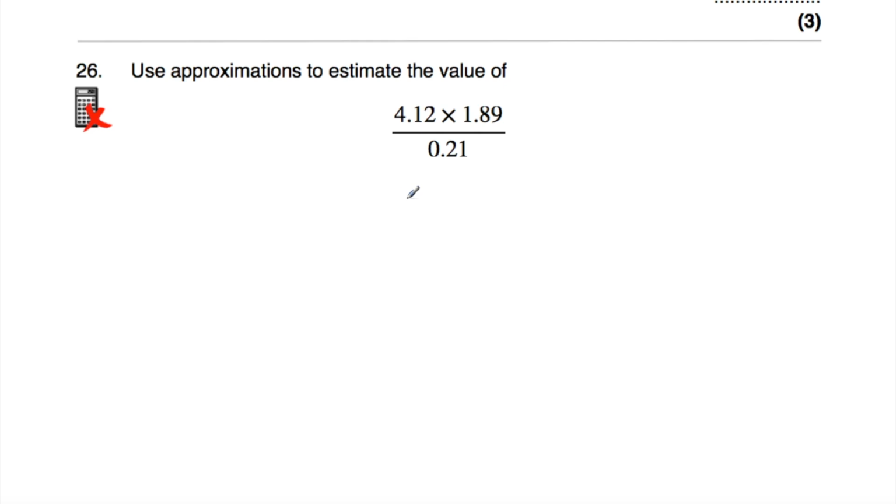So 4.12, well, that'll be 4, and then times by 1.89, I'm going to choose 2, and then divided by 0.21, well, it's closer to 0.2 than 0.3, so let's choose 0.2. Okay, so that's what it's approximately equal to. And then 4 times 2 is equal to 8 divided by 0.2. So we now just need to do 8 divided by 0.2.